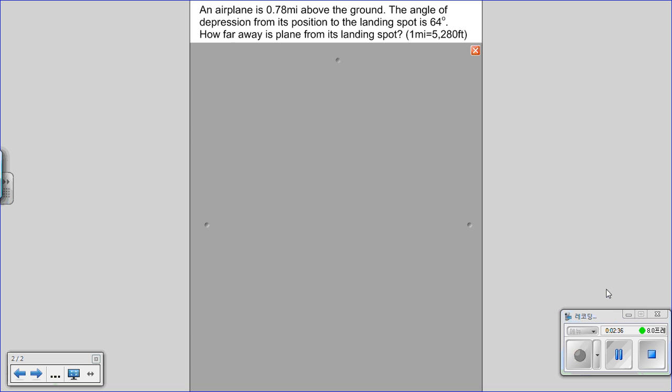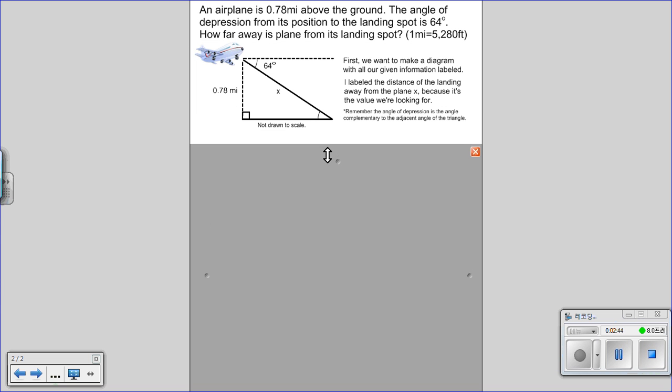Now we will do the exact same problem we just did, but instead of using the cosine function, we will use the sine function. So using the diagram that we had, we get the same diagram with the height of the plane above the ground as 0.78 miles, and the distance between the plane and its landing spot as x. And using the alternate interior angle theorem, this angle is congruent to the angle of depression. So that angle is congruent to 64 degrees.